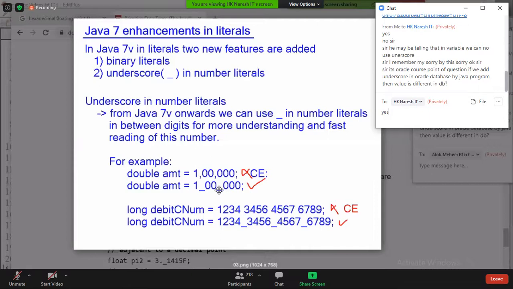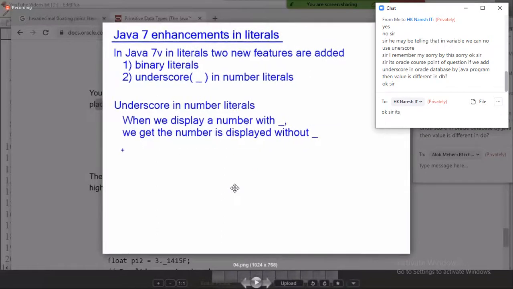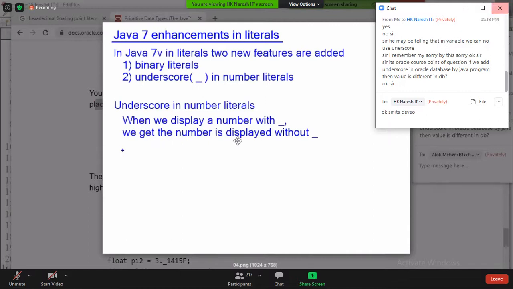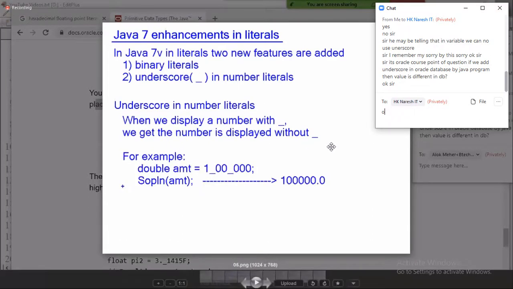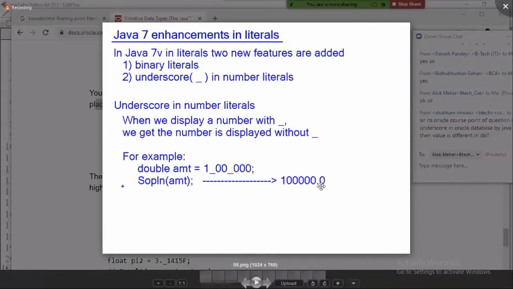No, underscore is only available in our source file, the java file. When you compile, underscore is removed, it will become 1 lakh. Are you catching my point? Underscore is only for the developer's point of view for easy understanding. So now let's start some test cases. When we display a number with underscore, the number is displayed without underscore. If I write double amt = 1_00_000, output will be 1 lakh point 0. I'm not going to run it on the system. You can run it yourself.